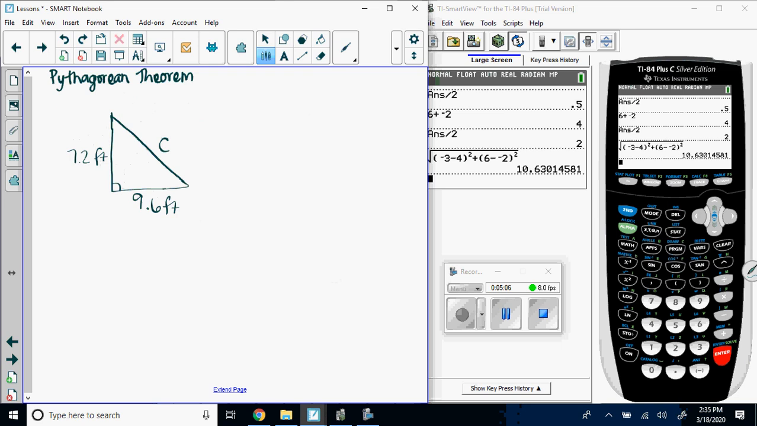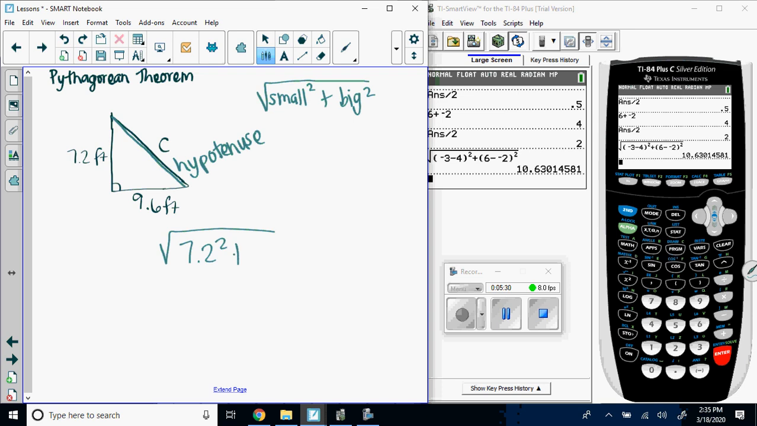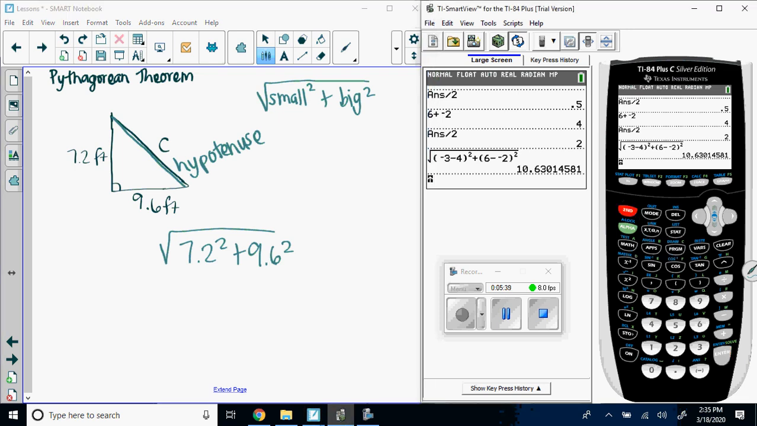Every single one of them, you're going to be looking for this longest piece, and that's called the hypotenuse. To find it, you do the square root of small number squared plus big number squared. So we're just going to do the square root of 7.2 squared plus 9.6 squared. And the order actually doesn't matter on that. You can do 9.6 squared plus 7.2 squared and get the same answer.